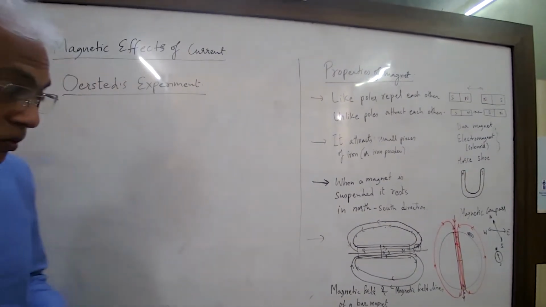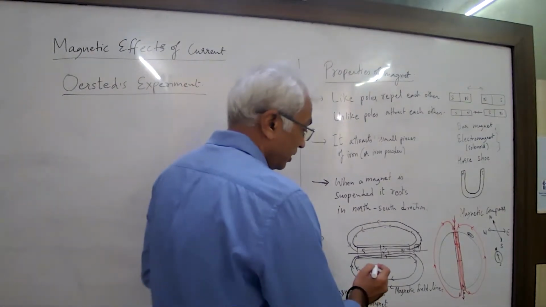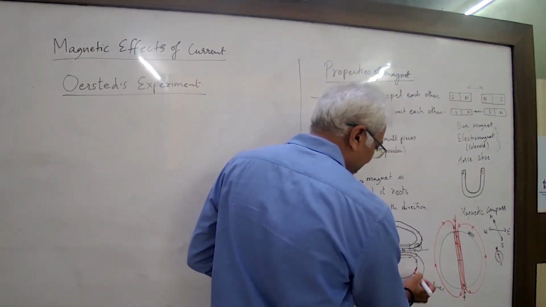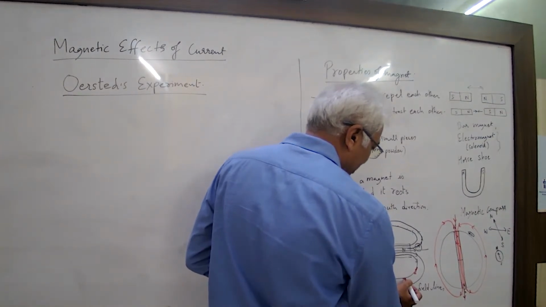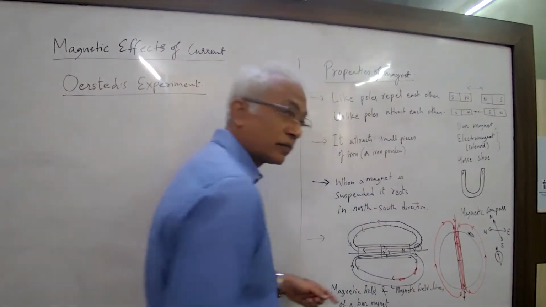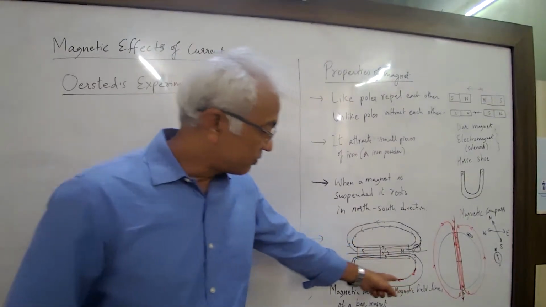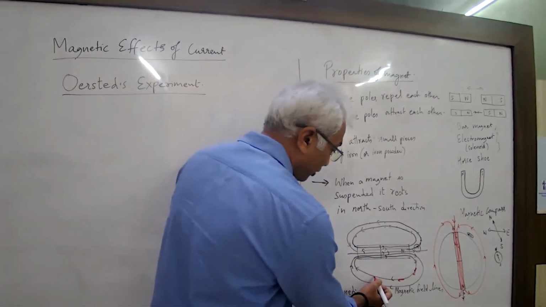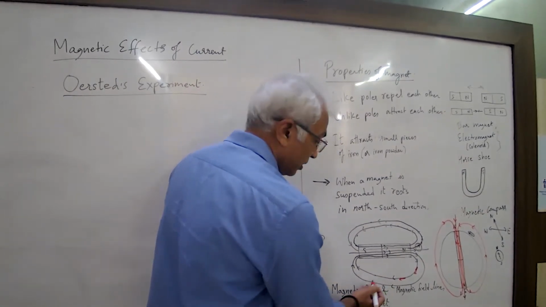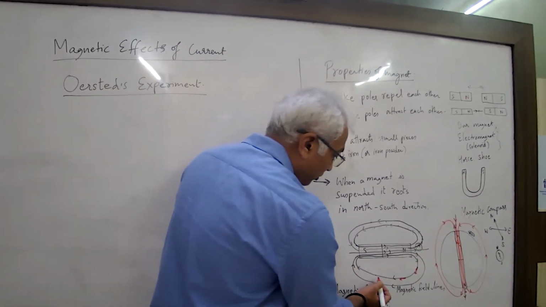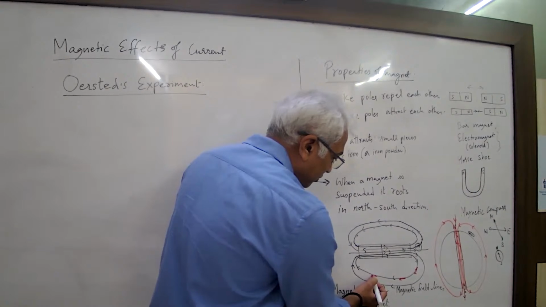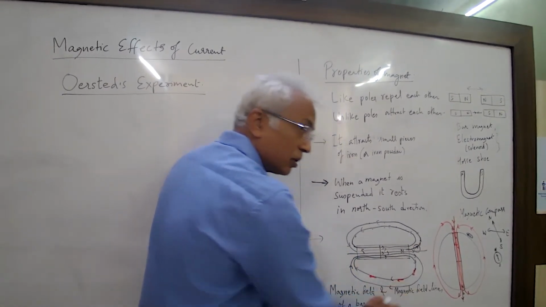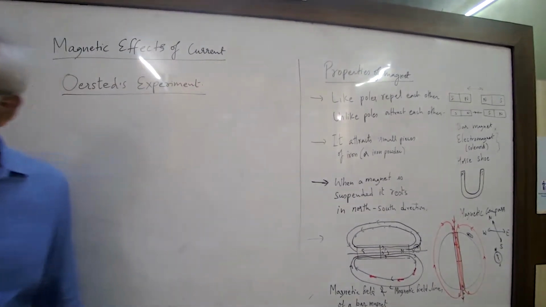If they intersect, what will happen? Look. What did I tell you? At any point, the magnetic field is having a unique direction, correct? And that direction is along the tangent. On this field curve, what is the direction at any point? So while going from north to south, it will be along the tangent. So at every point, the field direction is unique.